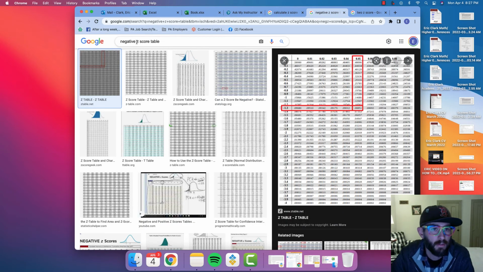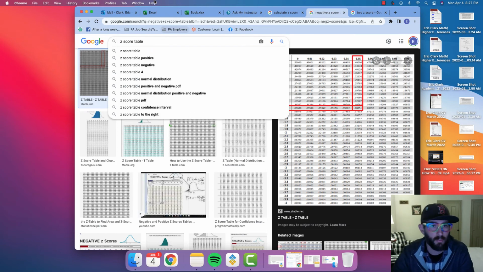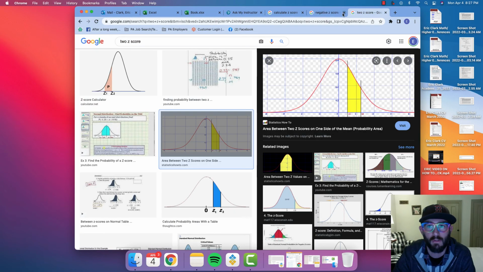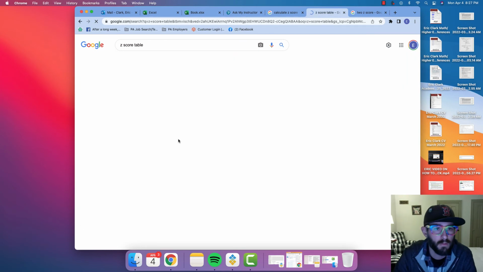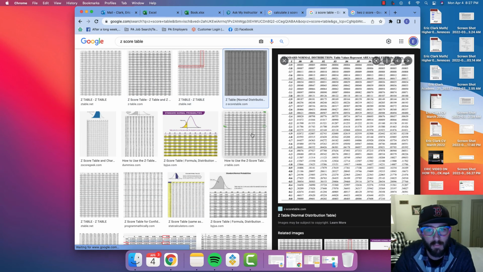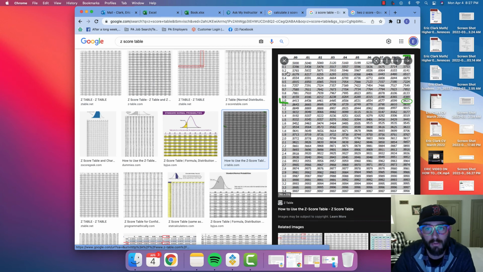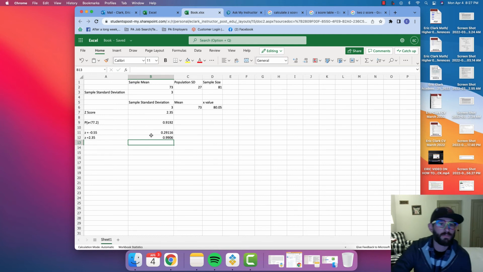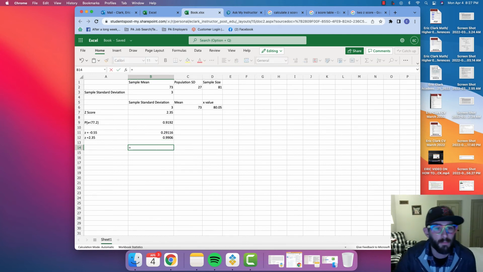And then if we go to our positive z-score table, we're going to have a z-score of 2.35. So we need the positive version. 2.35, we're going to go down to 2.3 here, and then 2.35 is going to be 0.9906. So essentially what we need to do is find the difference between these two values.